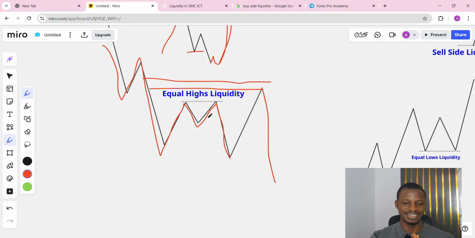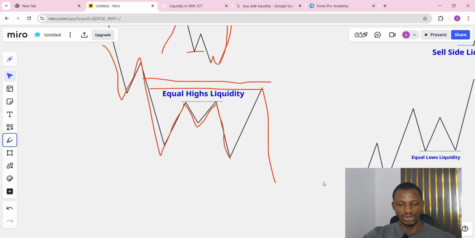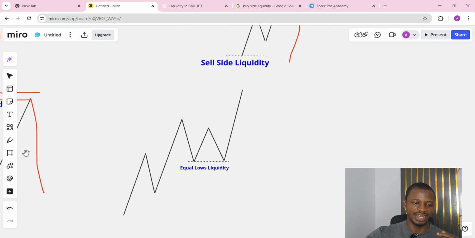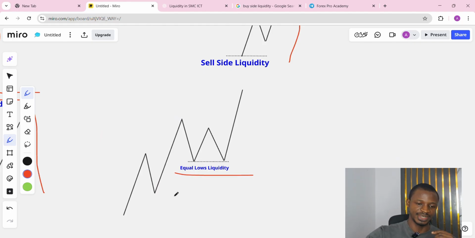As a trader, you will want to see the market mechanically. You don't want to do it randomly, because if you are doing it randomly, you will always come back with a tear in your eye. So let's talk about the equal lows liquidity now. So this is the equal low liquidity represented here.